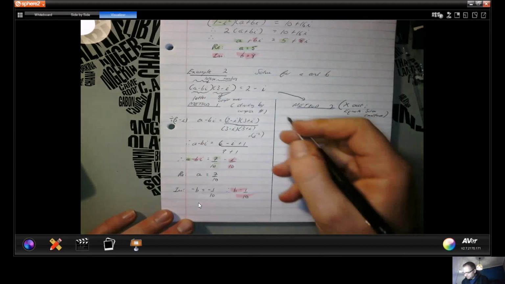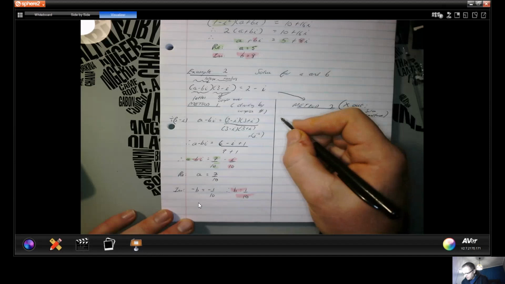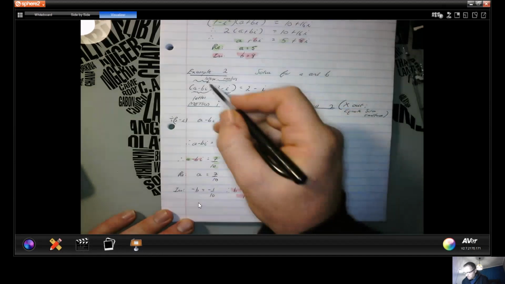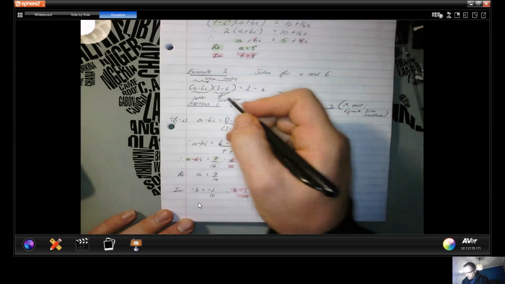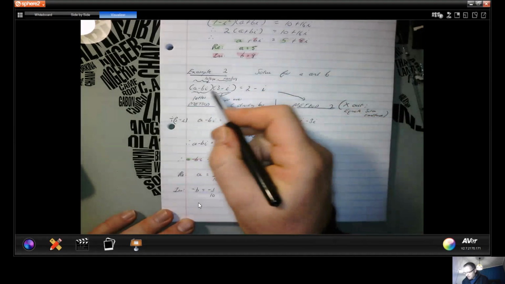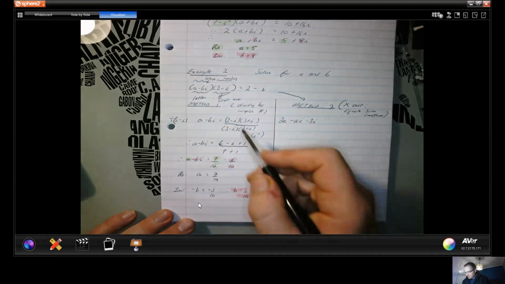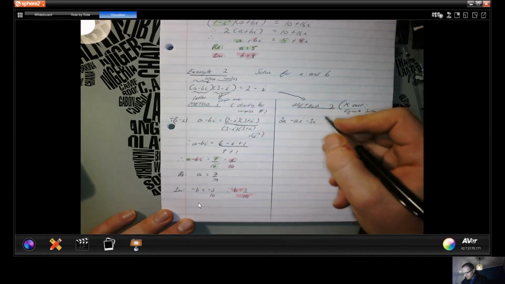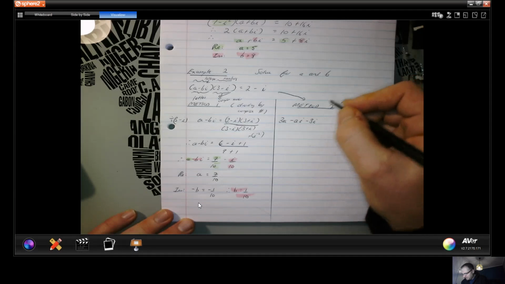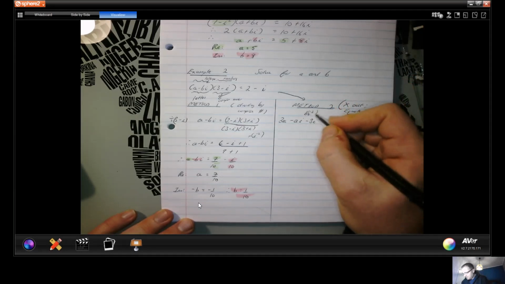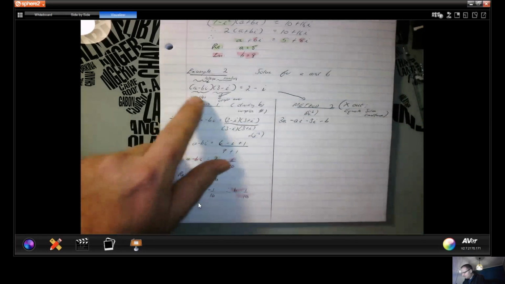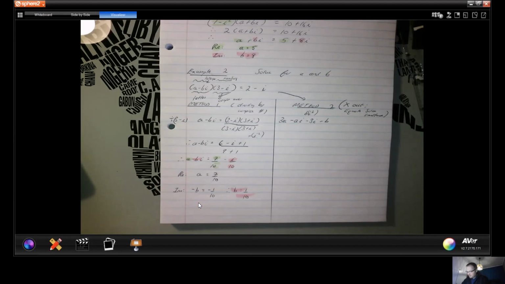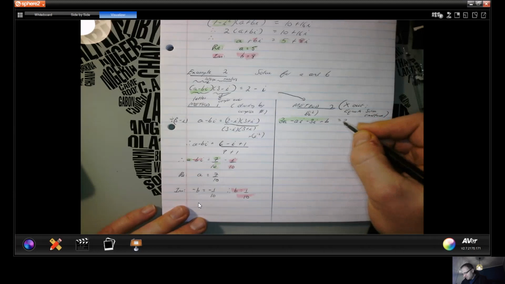So if I times out this equation, a minus bi times 3 minus i, I'm going to get 3a minus ai minus 3bi plus bi squared. i squared is negative 1, so bi squared is going to be negative b. So by timesing those two out, that's what I get over there, and that must be equal to 2 minus i.